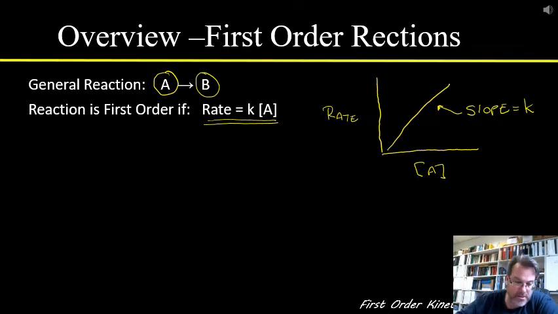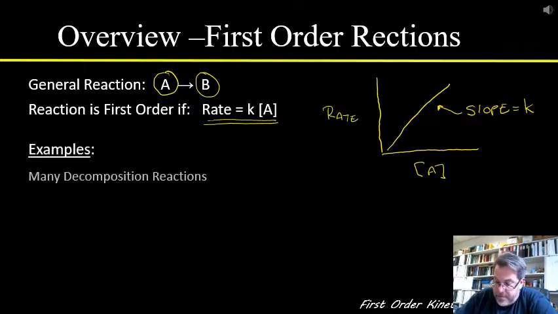So where do first order reactions come from? A couple of examples. Decomposition reactions very often are first order. Not always, but a lot of times a decomposition reaction just involves breaking a simple bond, and so you can have things like this for N2O4 dissociating, coming apart into two parts as NO2. That's a simple first order reaction.